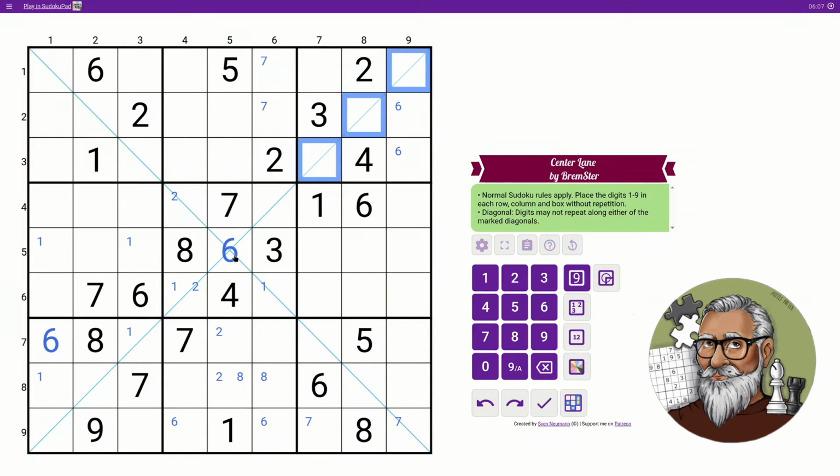Because we cannot repeat any digits on the diagonals, and the long diagonals are 9 digits long, it means that they are a complete set of the digits 1 to 9, which means that every single digit from 1 to 9 has to appear on both of those diagonals.